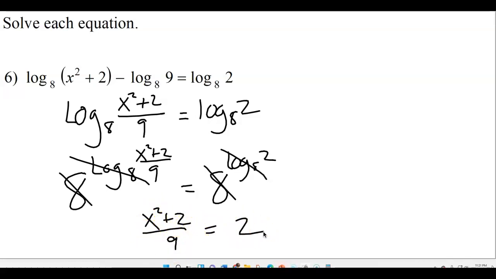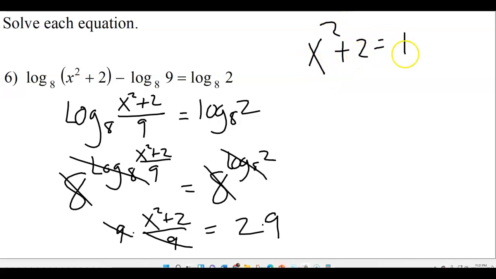All right, so let's go ahead and solve it. We're going to multiply both sides by 9 because we have a denominator, right? That's what we do. We get rid of that denominator. So I get x squared plus 2 equals 18. Now this is a quadratic.